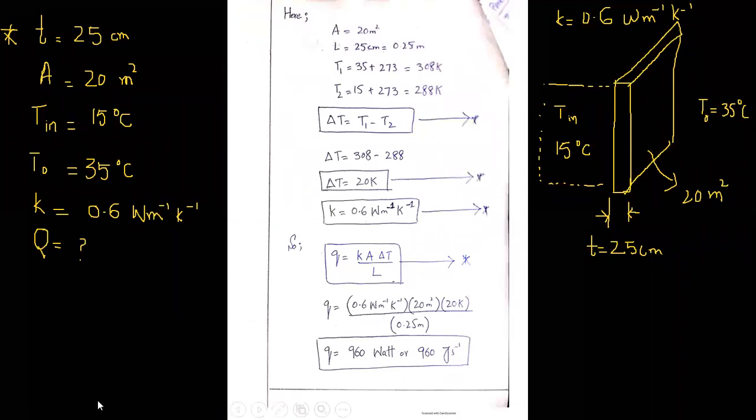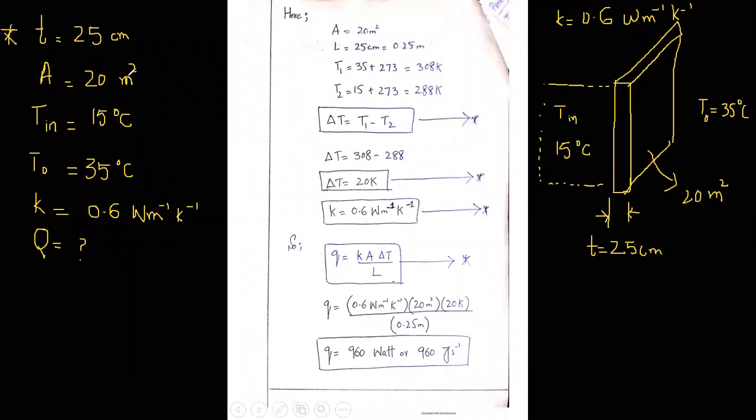So this is the area, this is the length. This thickness must be equal to the length, because the rate of heat transfer is in this direction. In this direction, the thickness must be equal to the length of the surface.